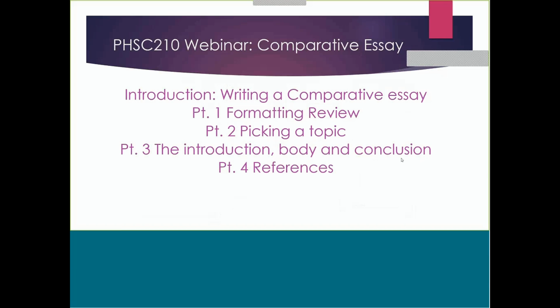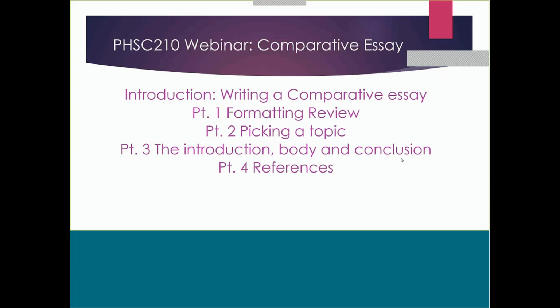All right, so let's look at where we're going this evening. We'll introduce the topic of writing a comparative essay and writing essays in general, and then we'll go through 4 different parts of our presentation where we look at the formatting issues with writing a paper according to APA formatting, and then in part 2, we'll talk about your choice of a topic for this.